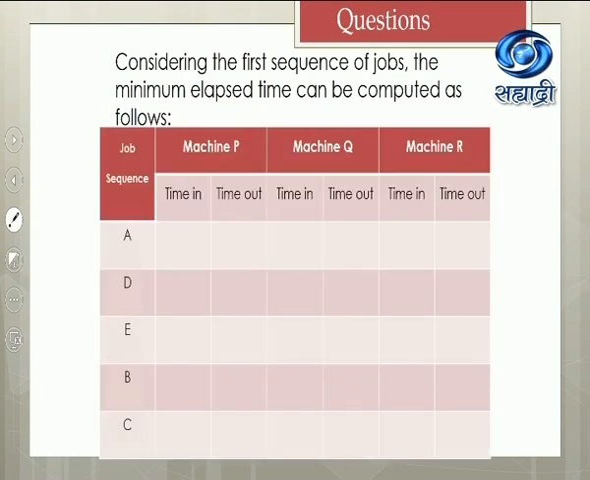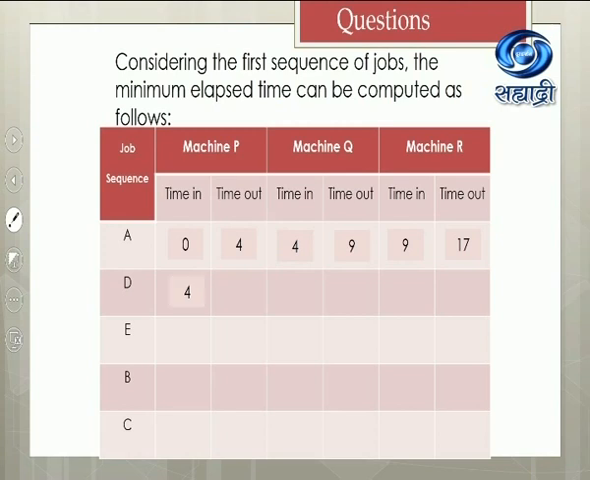So make the table like this: machine P, machine Q, machine R. Now we will go back to the original table. Write the job sequence which you obtain A, D, E, B, C. So in machine P, in time is 0, out time is 4. Machine Q, in time is 4 because after 4 hours only it can go. Then machine Q, after 5, means 4 plus 5, 9 you will get. Then in machine R, it will go in 9 hours and come out after 17 hours. And similarly here, the idle time for machine R is 9 hours. So now you will keep on calculating like this.